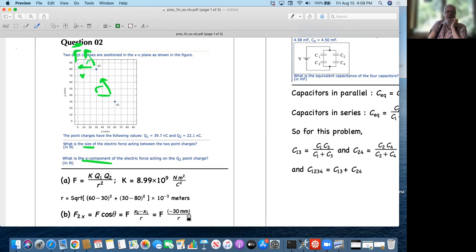So X2 minus X1 is minus 30. That's in millimeters. F you already calculated in part A, and you also have to divide by R again. So it'll come out negative. You see it's negative. It's back in this direction. So it has a negative x component. Now these are multiple choice questions, so you should find the number you calculate is one of the choices in the multiple choice question. All right, that's a simple problem from early in the semester, just the Coulomb force.